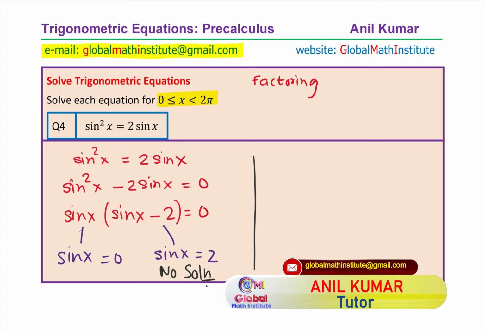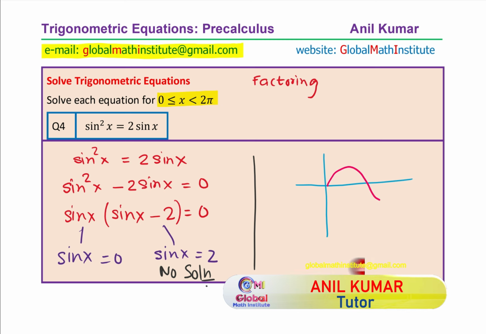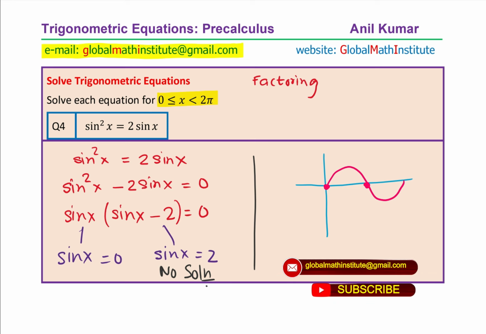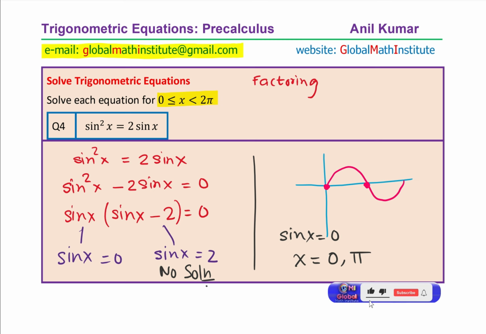So when it comes to sine x equals 0, I suggest looking into the graph of the sine function, right? Within 0 to 2 pi, I have drawn the graph, and clearly we have two solutions. One is at 0, the other one is at pi, correct? So for sine x equals 0, x is equal to 0 or pi. Do you see that? So these are the two solutions. Do not include 2 pi, since we have not included 2 pi in the domain. So that's very critical.